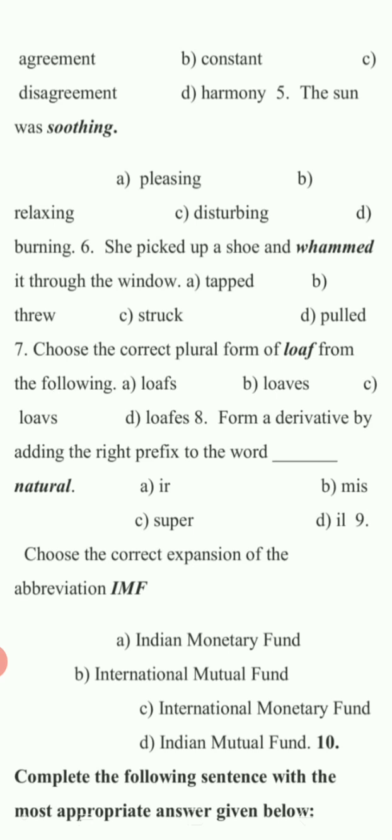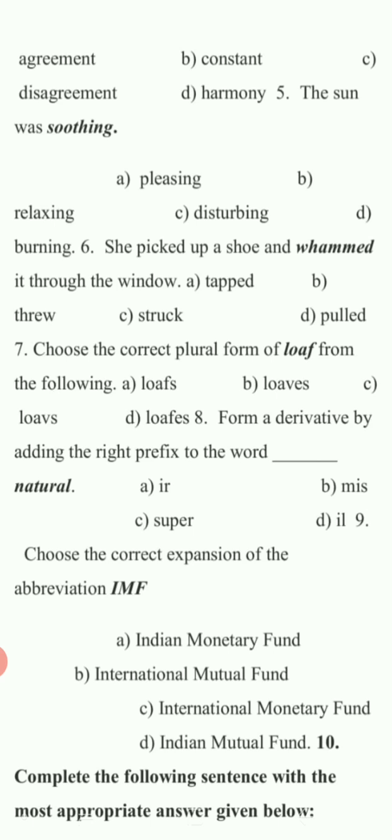Consonance. For that, you have to choose the correct antonyms. Option A, agreement. B, constant. C, disagreement. D, harmony. Here, option C, disagreement is the answer.